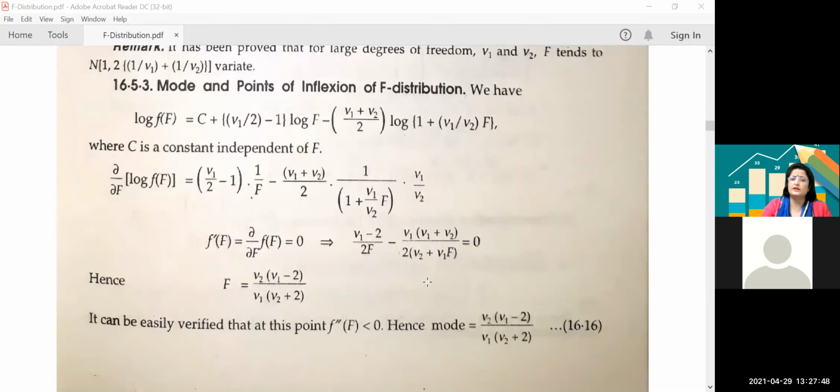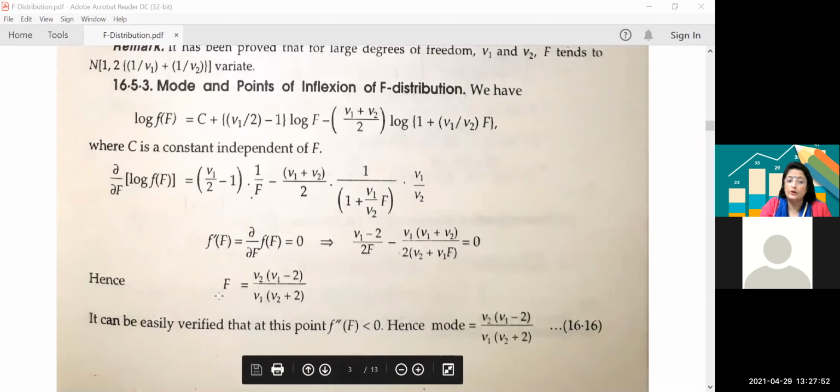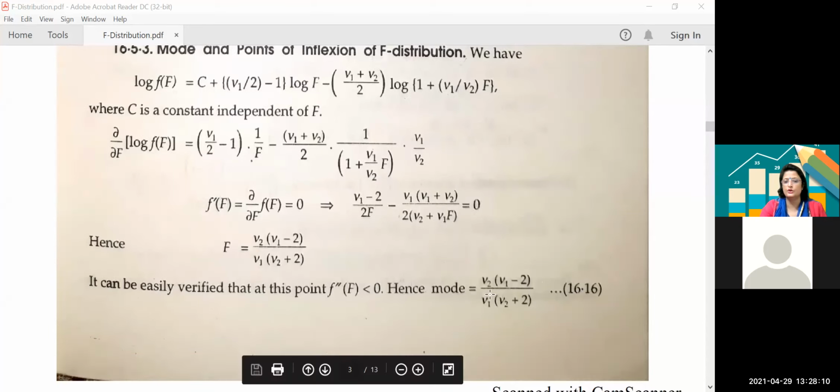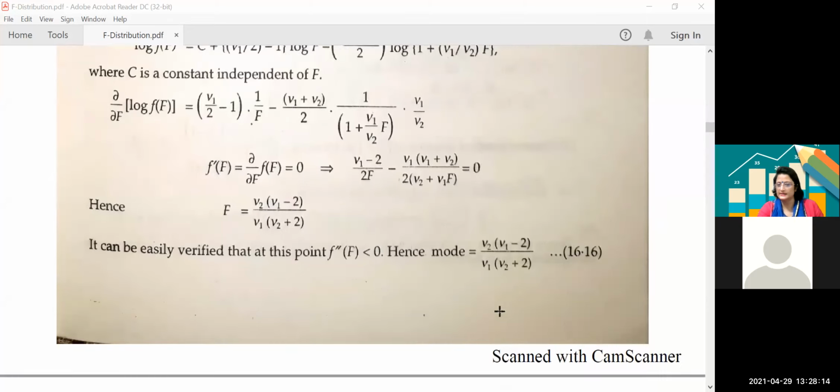So when you put the value equal to 0, what you get is F equal to this. Now, is this the highest, maximum value or not? It means you are maximizing the function, and to maximize the function you have to take the second derivative. If the second derivative is less than 0 at this point, it implies that this is the mode of the distribution. So the mode of the distribution is nu2 into nu1 minus 2 divided by nu1 into nu2 plus 2.